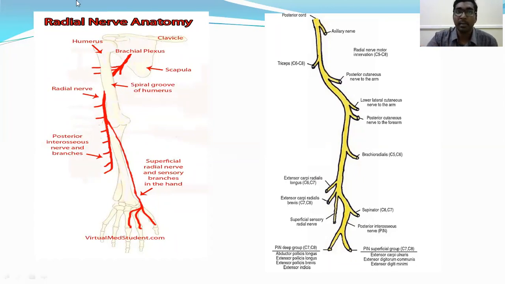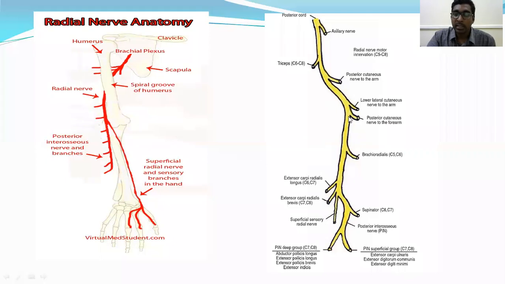Okay. So once again, I am repeating all the branches. The radial nerve is a branch of the posterior cord, and at the level of the axilla, it gives off a branch to the long head of triceps and the posterior cutaneous nerve of the arm here. And at the level of the spiral groove, it gives off the lower lateral cutaneous nerve of the arm and the posterior cutaneous nerve of the forearm, and the medial and lateral head of the triceps.